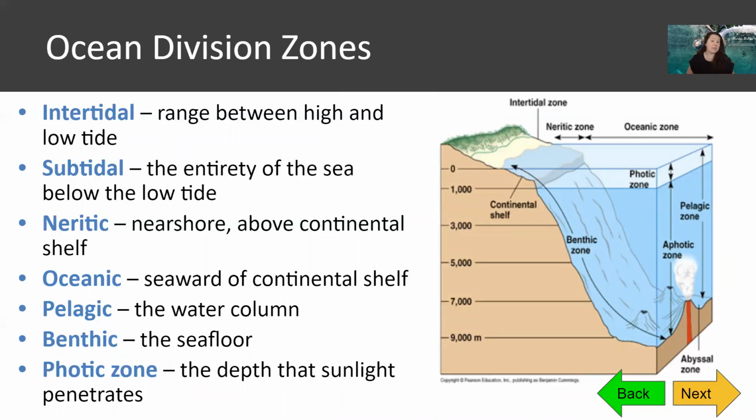There's the neritic, which is near shore, and the oceanic, which is seaward or offshore. There is the pelagic zone, which includes all of the water column, and the benthic zone, which includes the seafloor. There's the photic zone also, and that's the depth that sunlight penetrates. Can you look on the diagram and maybe see what contrasts the photic zone? Just a second. The aphotic zone. So this is where sunlight does not penetrate beyond that zone.